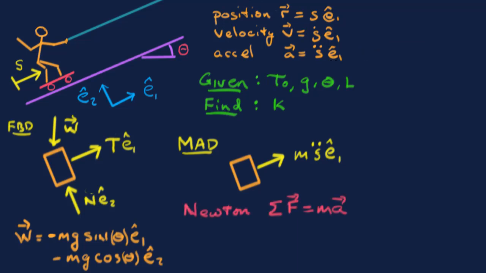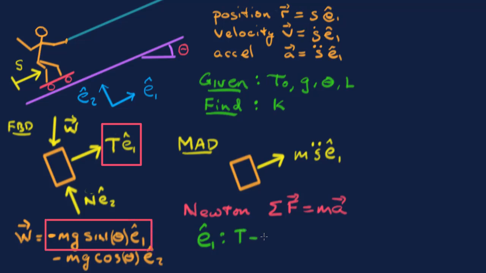So now when I write Newton's second law and check out what it looks like in the e hat 1 direction, right? E hat 1 is where I have my acceleration. What do I get? Again, reading directly off the free body diagram, I get the tension force. So let me put that in there. So here's the tension. And then I get the weight. So in the e hat 1 direction, I get minus mg sine theta. And this has to equal mass times acceleration, which is all in the e hat 1 direction. So I got m s double dot.